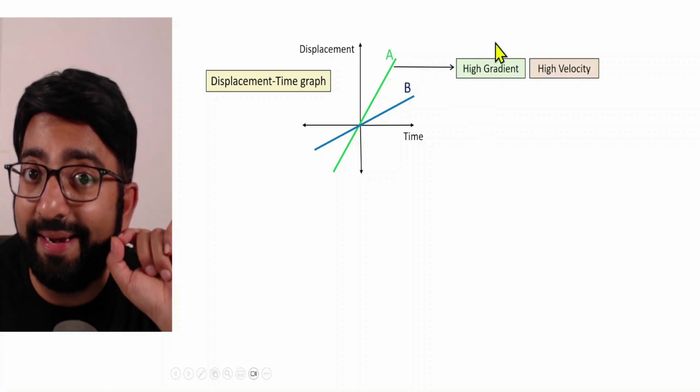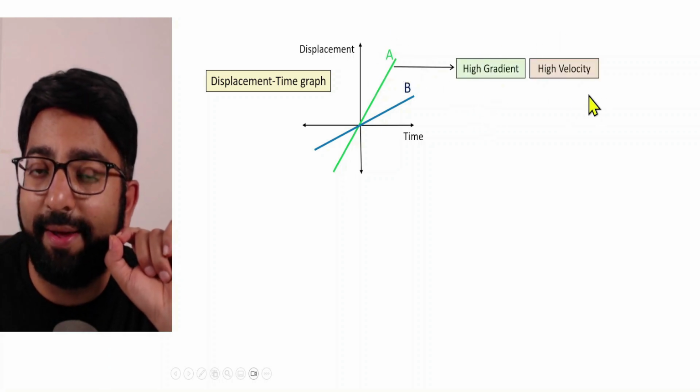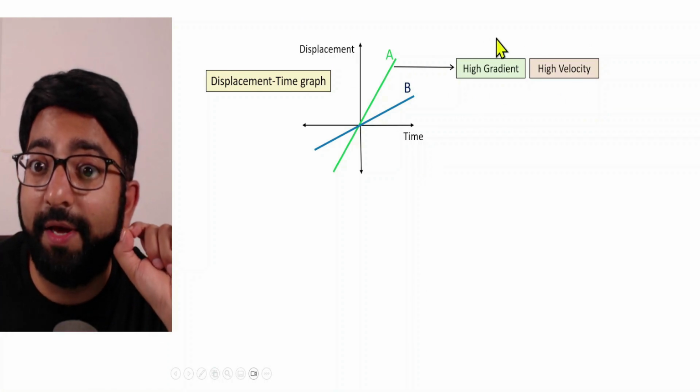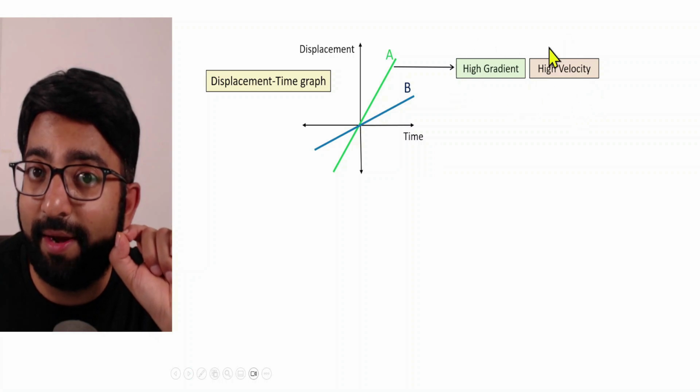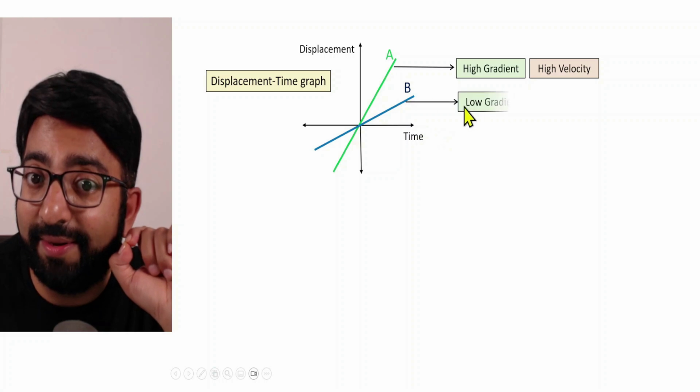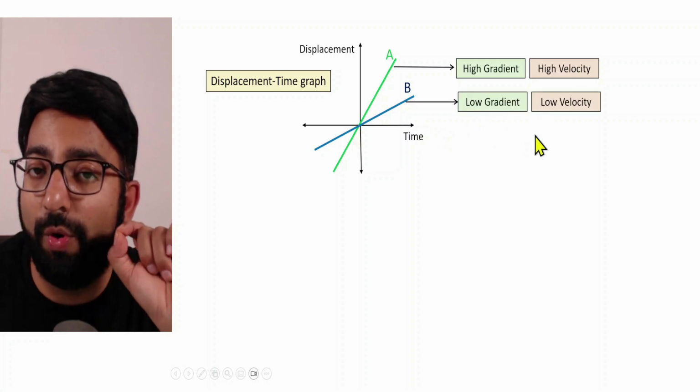So it is a high gradient, which means velocity will be high. Because remember the logic, gradient of a displacement time graph gives us velocity. So if the gradient is high, so is velocity. On the other hand, the particle B is having a lesser gradient, which means it will have a lower velocity.